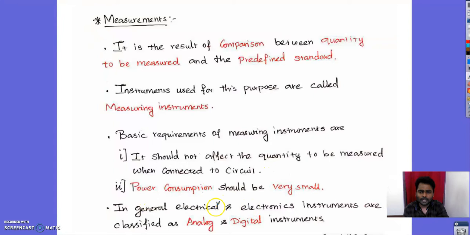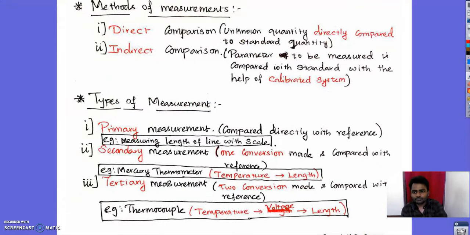In general, electrical and electronic instruments are classified as analog and digital instruments. We have seen a lot of measuring instruments in laboratories: ammeter, voltmeter, multimeter, everything is a measuring instrument. An analog instrument has an analog scale, a calibrated scale, and a pointer over it. Even the clock we use at home is an analog instrument, whereas a 7-segment LED clock is a digital instrument.